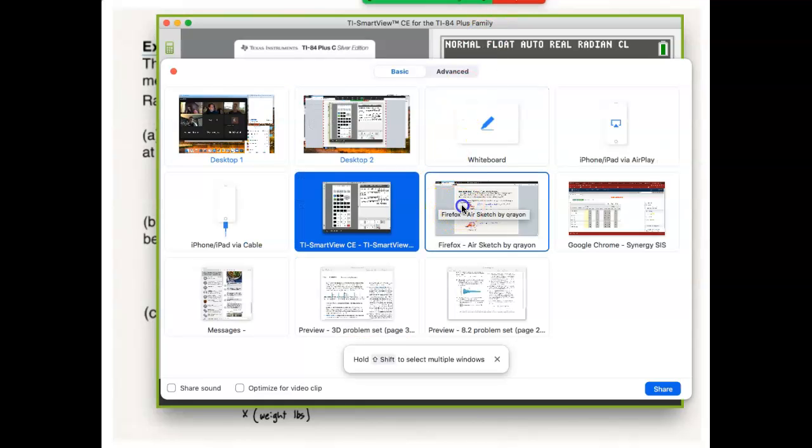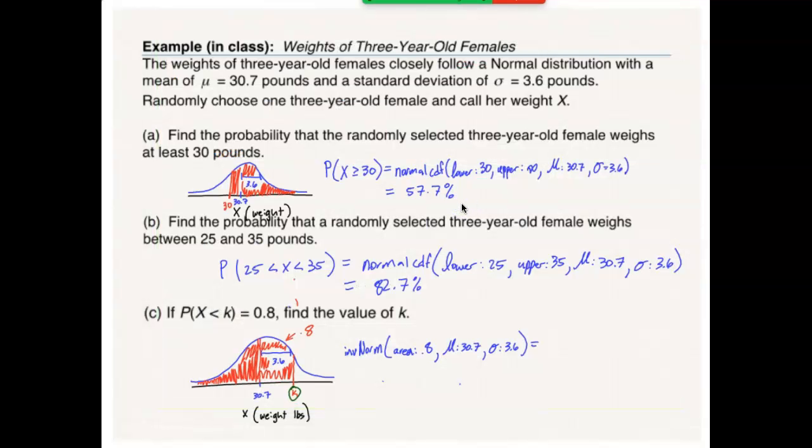Just make sure you do a check for sanity here. Make sure that answer makes sense in the context. So I said 33.7 pounds. And let's just look at it, yeah, that makes sense that that would be right here to the right of 30.7 pounds.